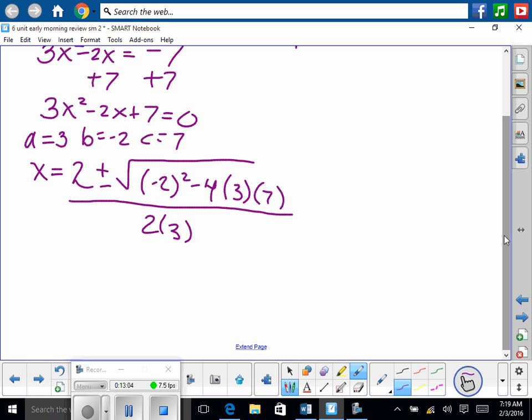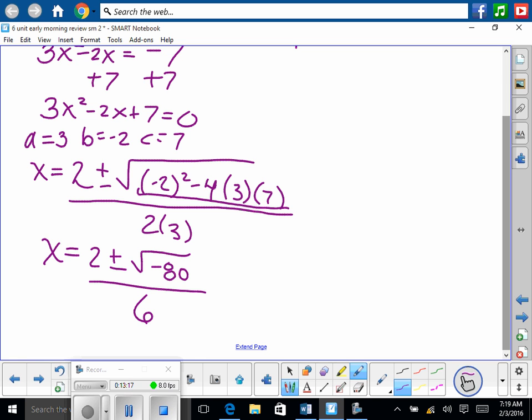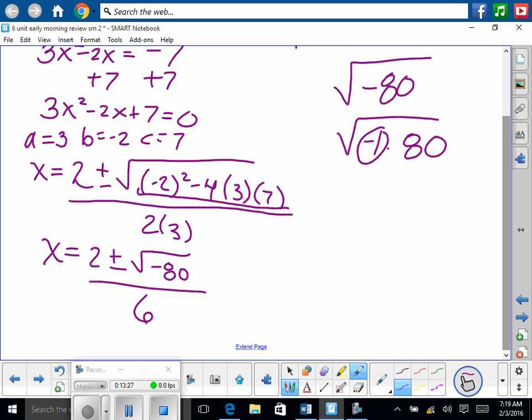So then, yeah, this is where you'll type just this piece into your calculator. So we have x is equal to 2 plus and minus the square root of negative 80, and that's all over 6, right? So then we always go off to the side and say, okay, let's break down the square root of negative 80. So that's negative 1 times 80. So we're definitely going to be pulling out a negative 1, right?